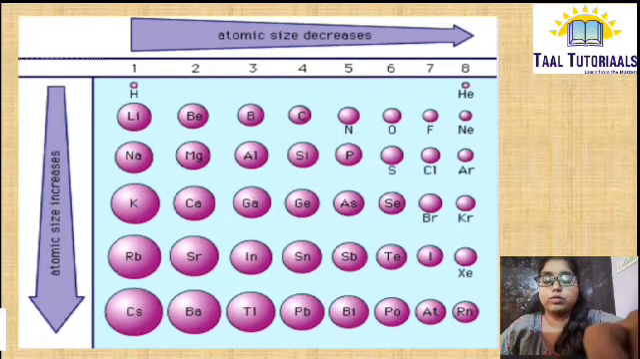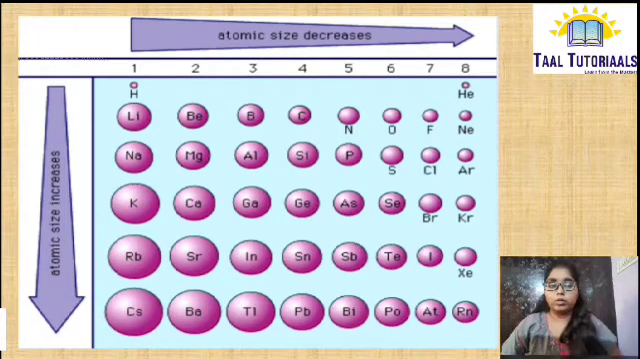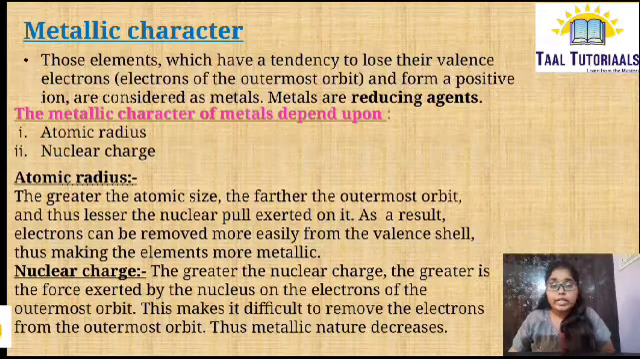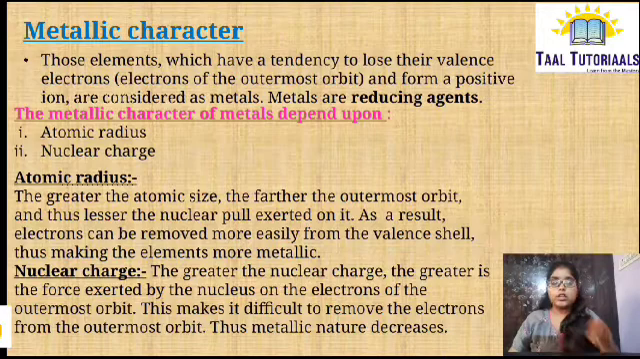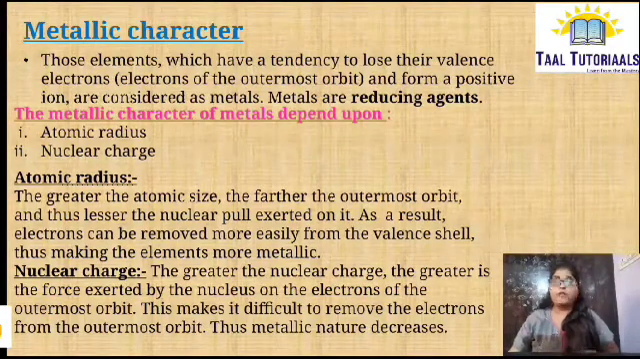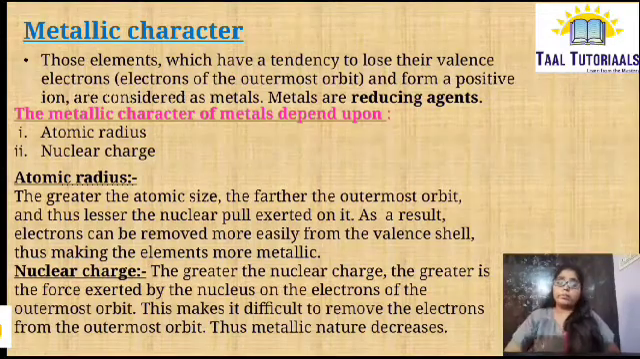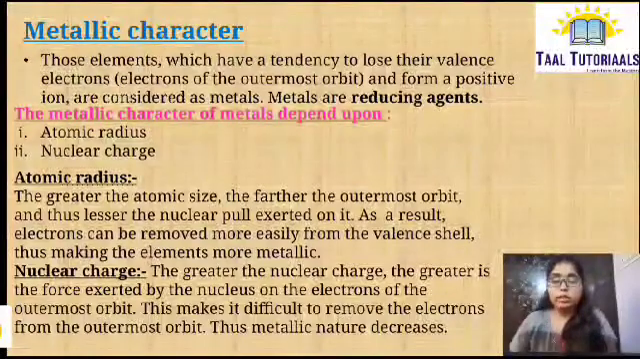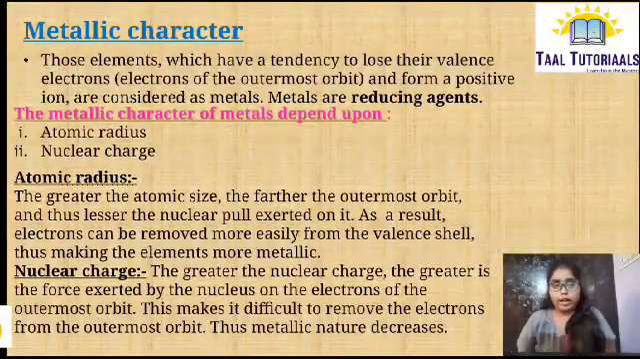You can see the size of the elements also. Then comes metallic character. Those elements which have a tendency to lose the valence electrons. Valence electrons means electrons present in the outermost shell. Those elements which have the tendency to lose their valence electrons and to form a positive ion, they are losing electrons to make them positive, are considered as metals. And one more thing, metals are reducing agents.